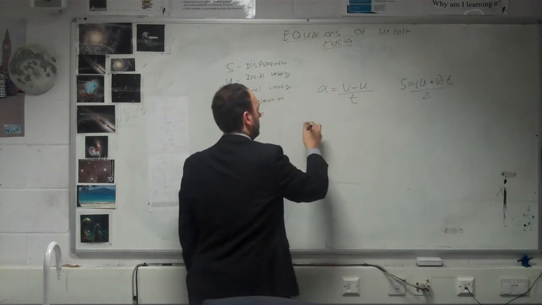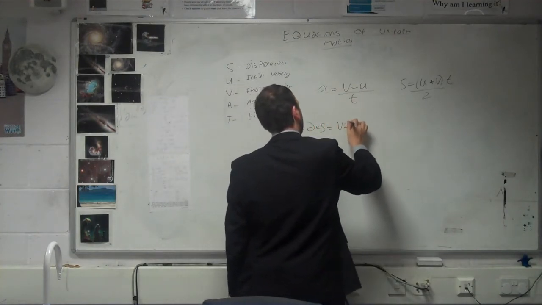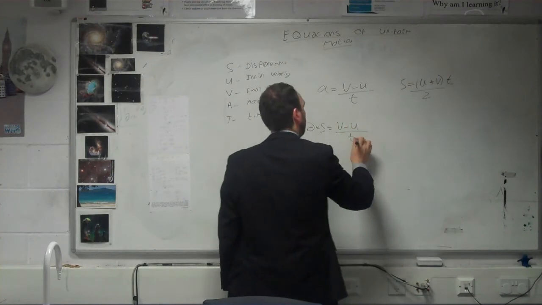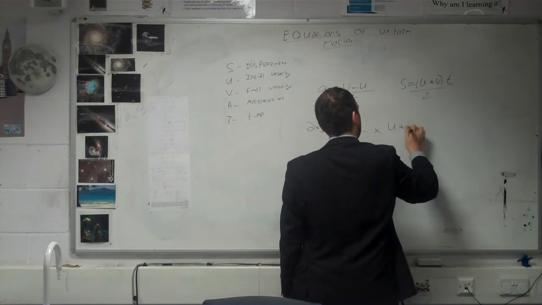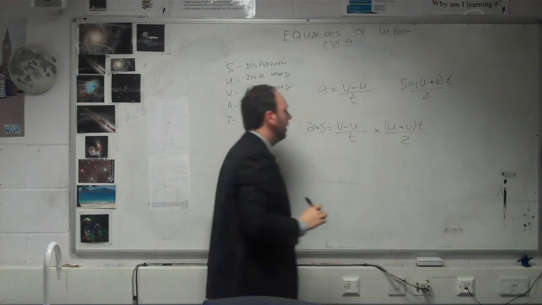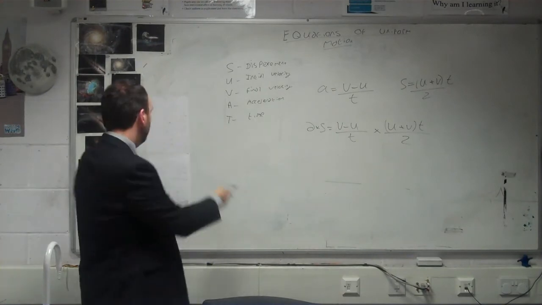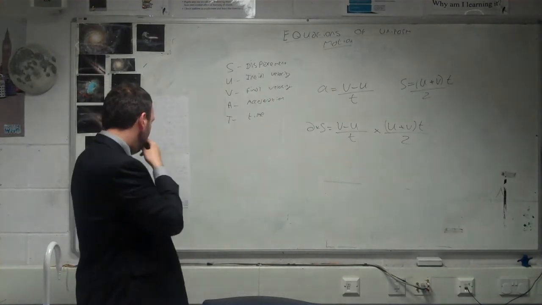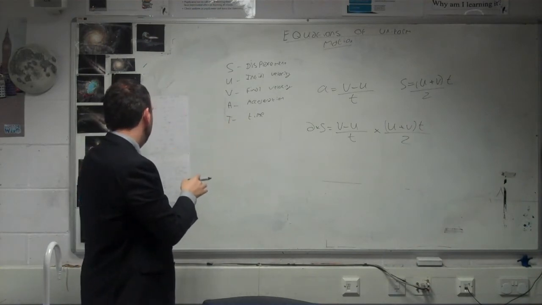And so we start off by saying that a times s must equal v minus u over t multiplied by u plus v times t all over 2. And it looks massively complicated. It is massively complicated, which is why I'm going from my notes earlier. So the first thing we want to do is simplify that down.